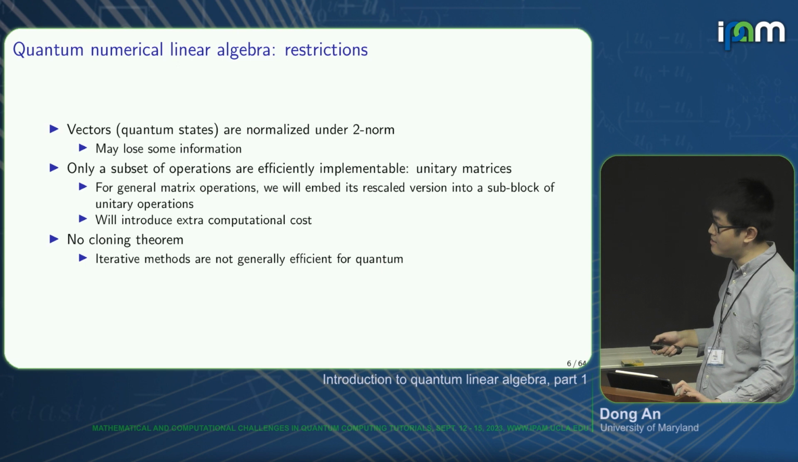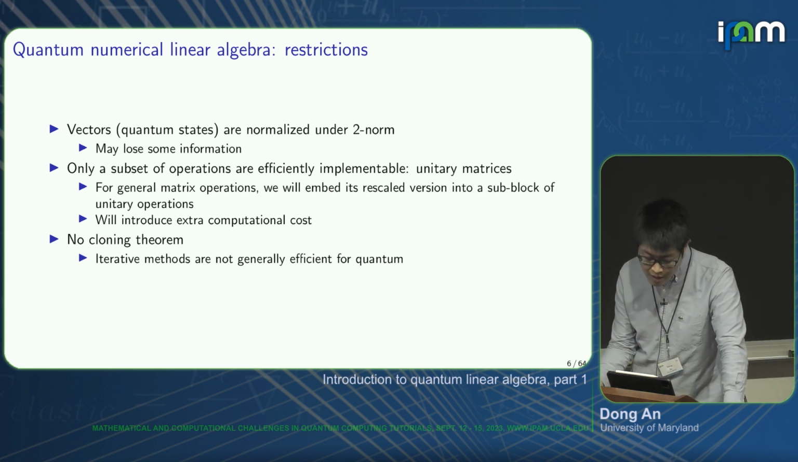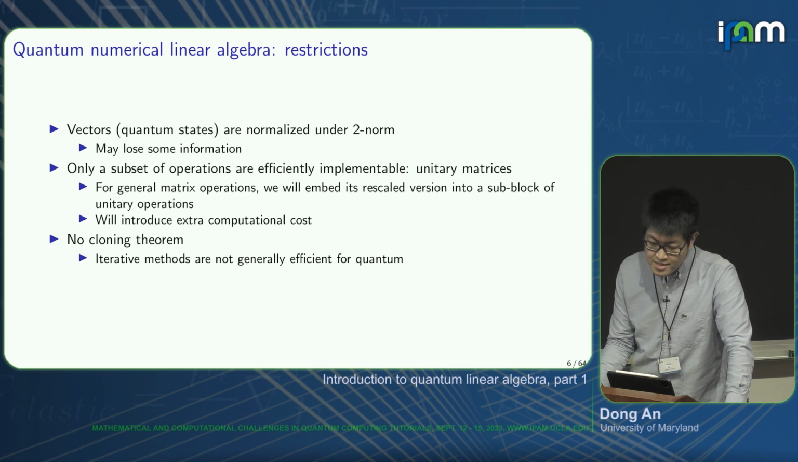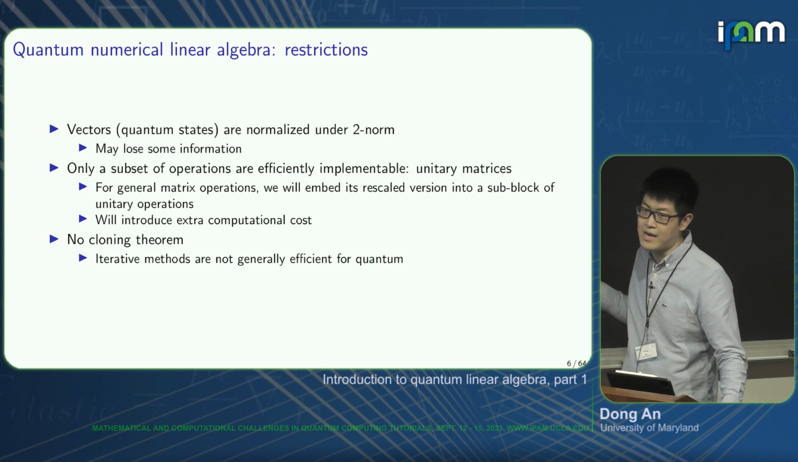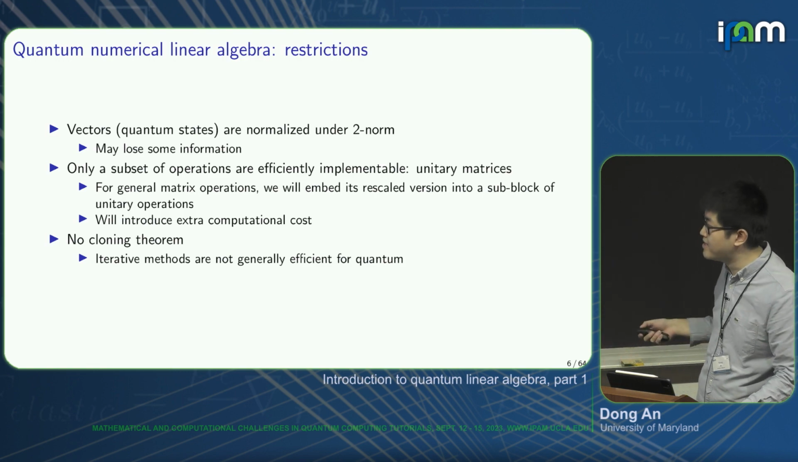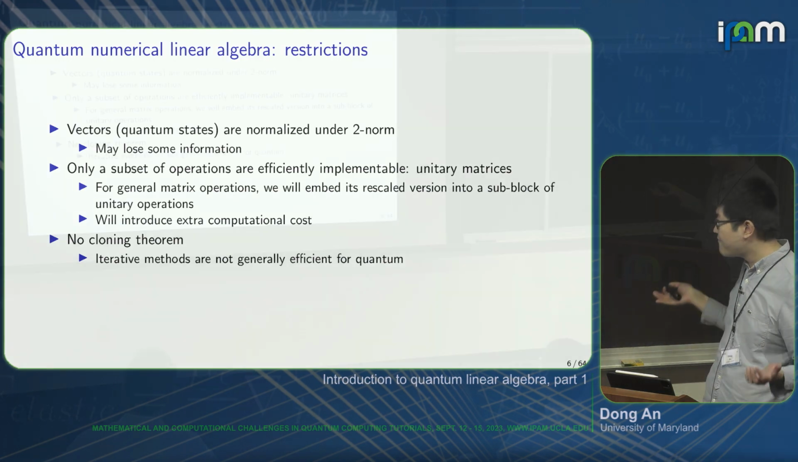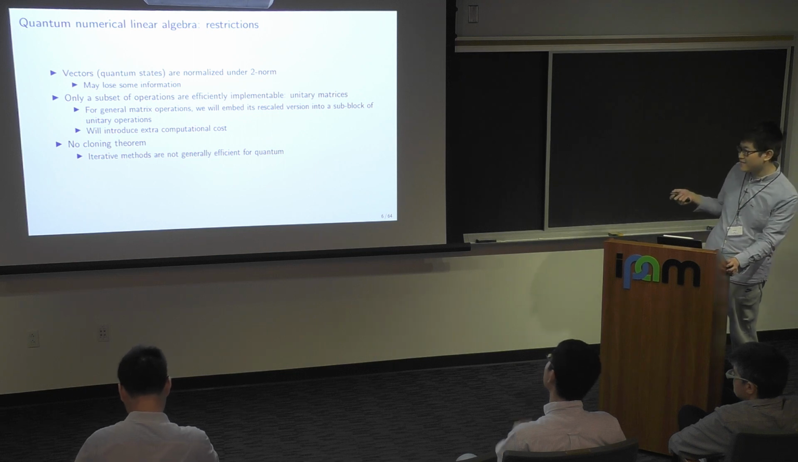These restrictions are really because on a quantum device, we cannot efficiently perform all the numerical linear algebra operations. By efficient, I mean that I want to perform those operations with only logarithmic cost. That is, I don't want my cost to be polynomial in terms of the dimension of the Hilbert space. But we have many restrictions on quantum devices, and here I only list a few of them.